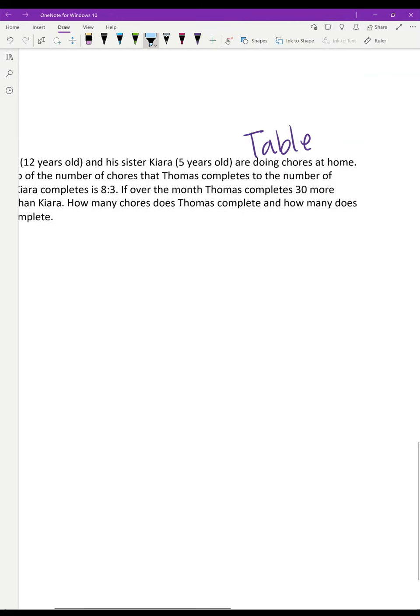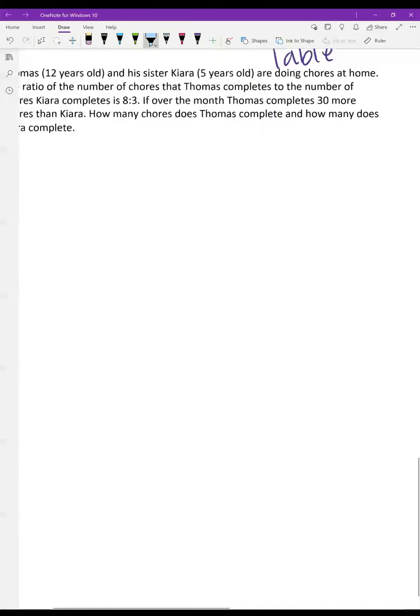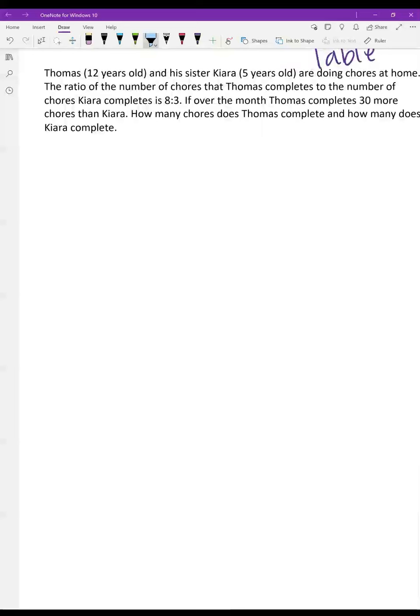So let's go ahead and go through this and identify what all these different numbers are talking about. We have our ratio of 8 to 3, and then we also have another number, 30. So we have this 8 and this 3. We have our ratio statement of the number of chores that Thomas completes to the number of chores that Kiara completes. So that means this 8 is going to be about Thomas, and this 3 is going to be about Kiara.